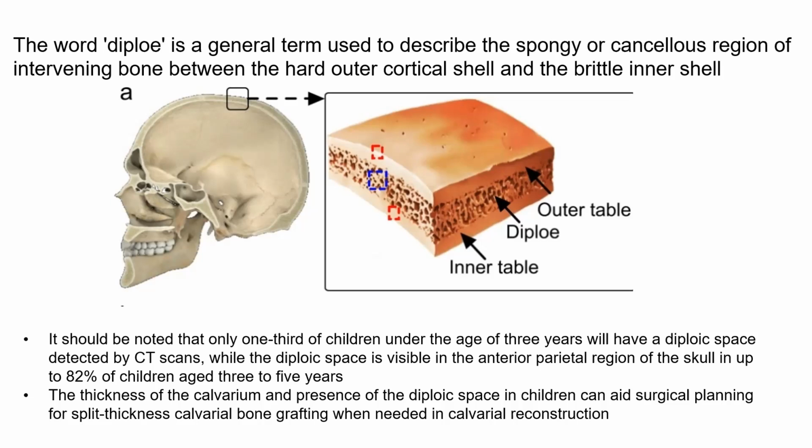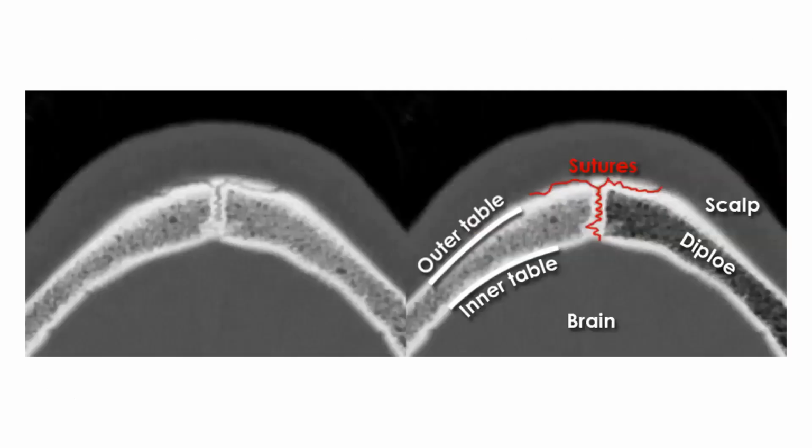So the thickness of the calvarium and the presence of diploic space in children can aid in surgical planning for split thickness calvarial bone grafting when needed in calvarial reconstruction. So this is an important point for you to know. So I just try to highlight this. I'm trying my best to give you some insight, as I go into basic neuroanatomy, into what can be a relevant clinical point.